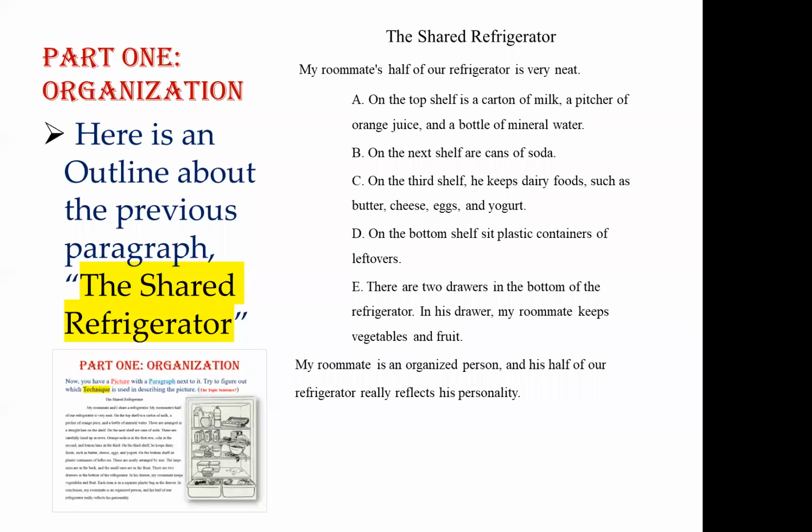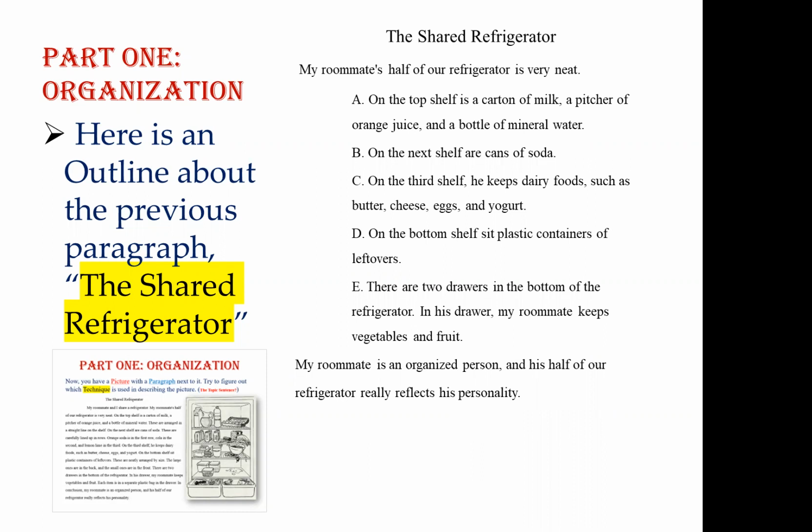B, on the next shelf are cans of soda. If you remember the paragraph, we explained how the sodas are arranged. We said first we have orange soda, then we have cola, then we have the lime lemon. But here I deleted them because we only put the main ideas. After that, on the third shelf, he keeps dairy foods such as butter, cheese, eggs, and yogurt. Then don't forget to put a concluding sentence, which is: my roommate is an organized person and his half of our refrigerator really reflects his personality. In this concluding sentence, I gave my opinion.